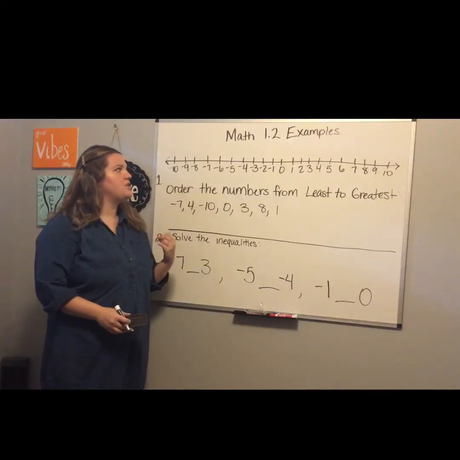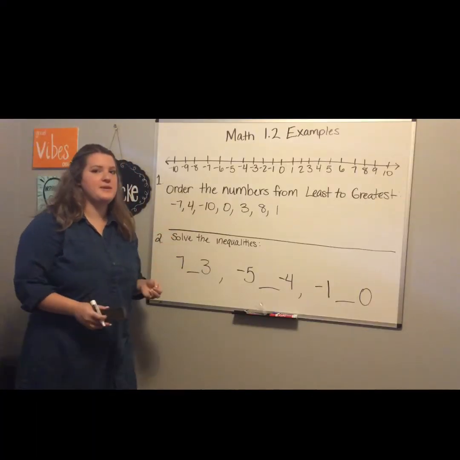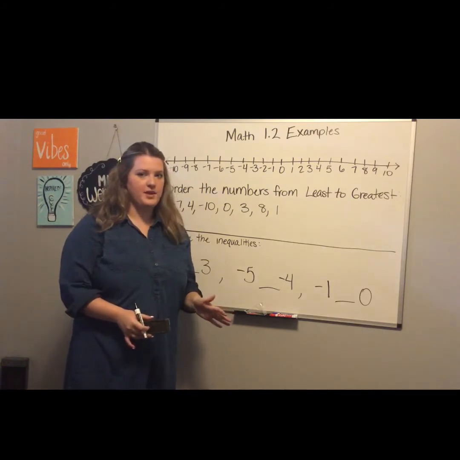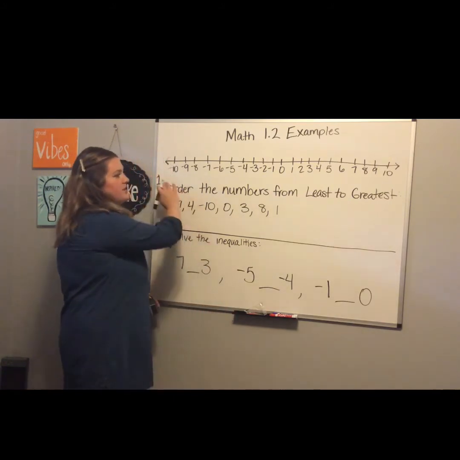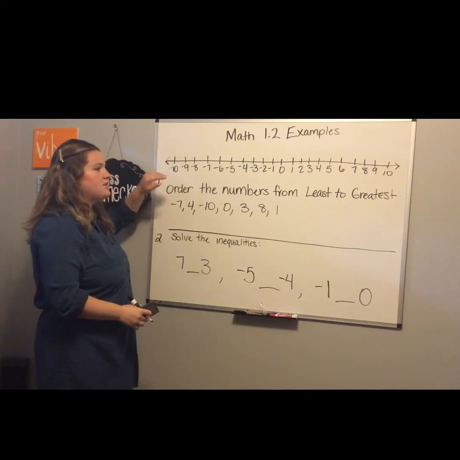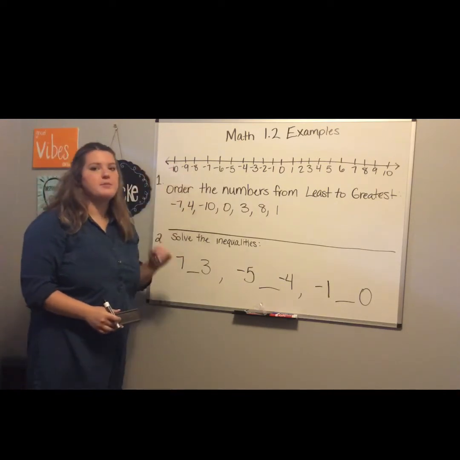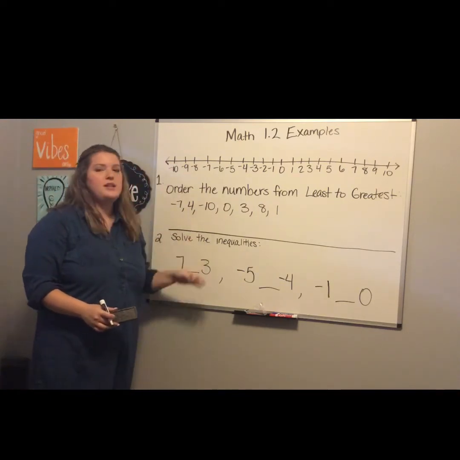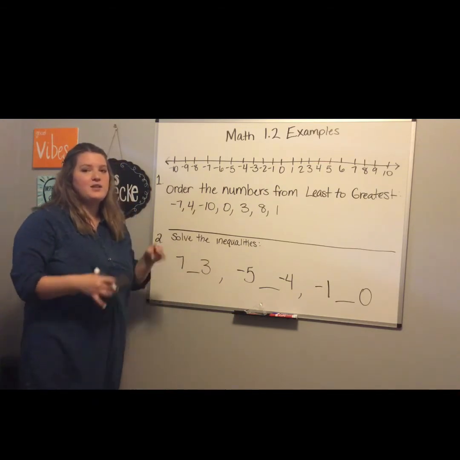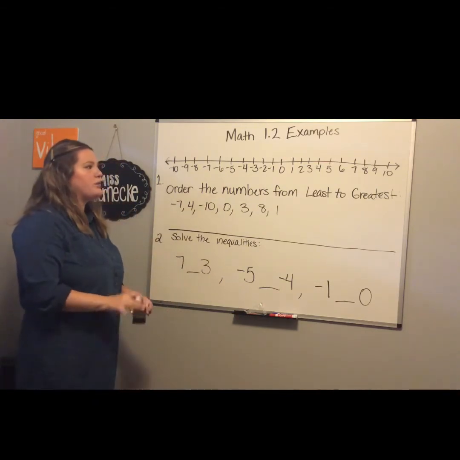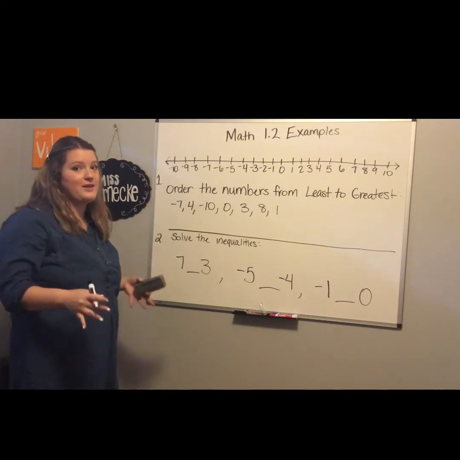Okay, so we're going to do math chapter 1.2. We're going to do some examples now that we've already done the vocabulary. As you can see, I drew a number line that starts at -10 and goes all the way up to +10. When you're doing these homework problems, drawing a number line out is going to help you immensely. It's really going to help you solve these problems really fast.